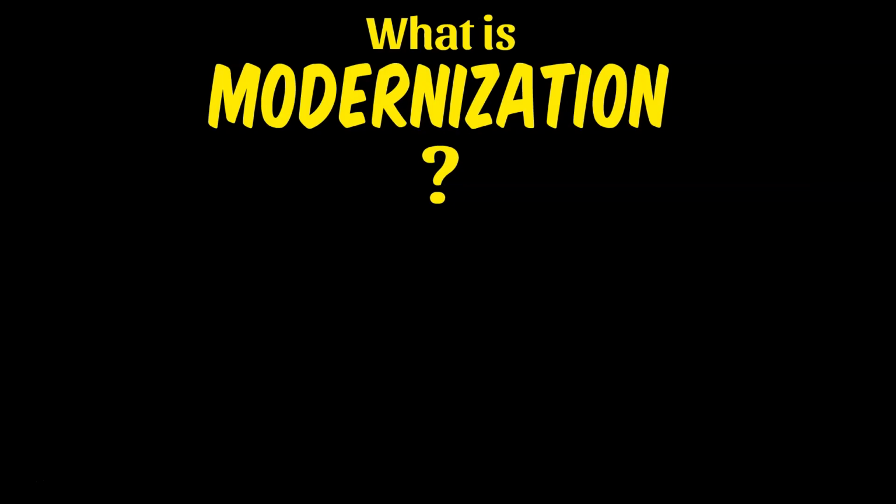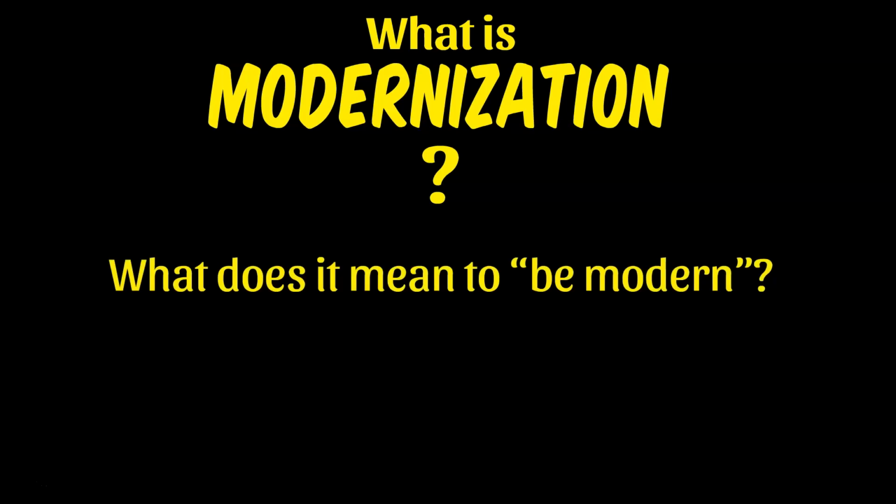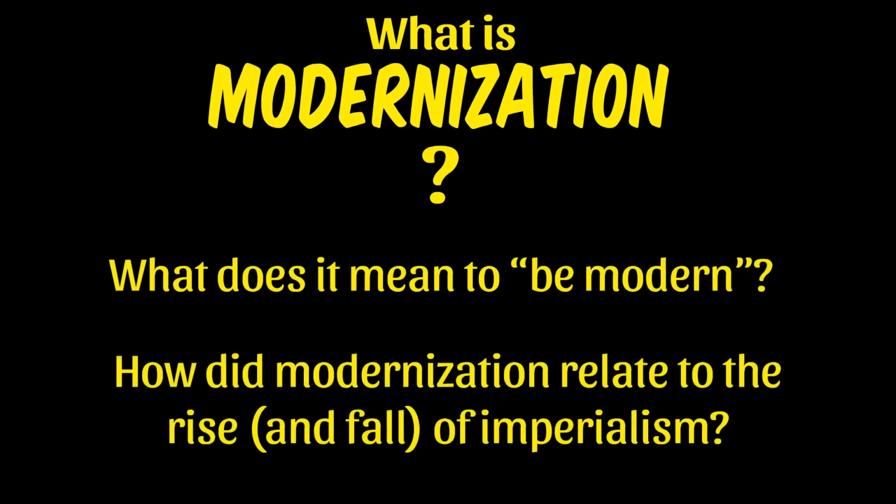And here are the key questions to keep in mind about this as we move forward and you work on your research projects. First of all, of course, what is modernization? Second, what does it mean to be modern? Third, how did modernization relate to the rise and fall of imperialism? So keep all these in mind as we move into this next stage of the class.